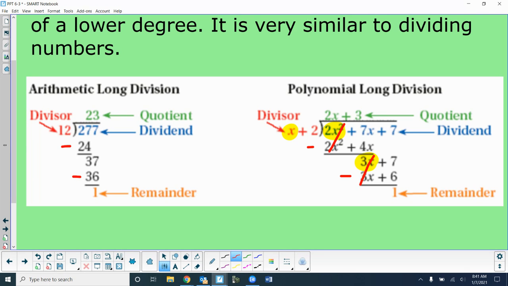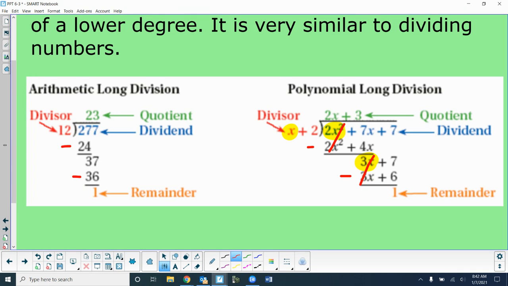Where'd you get the 4x? This? Yeah. 2x times 2. So you're going to take this answer and multiply by both of those. It's like distributing. So it's whatever you use for the first one. I divided this by the x to get the 2x, and then I go 2x times x for that one and 2x times 2 for that one.